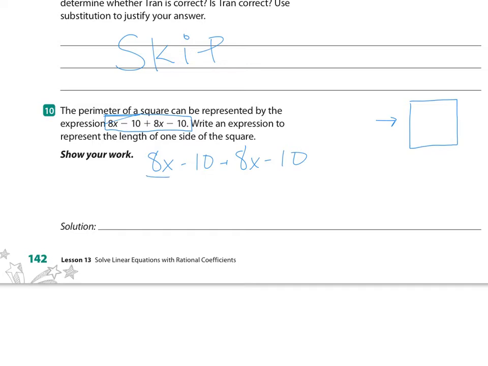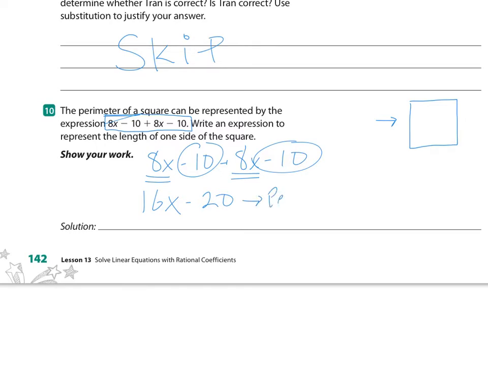Like terms: your variables will combine, and your numbers will combine. Watch the sign that each is with. 8x plus 8x turns into 16x. Negative 10 minus another 10 is just negative 20. So all this says really is that this is 16x minus 20, right?